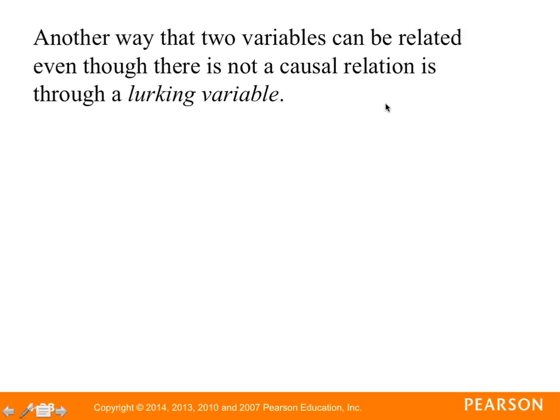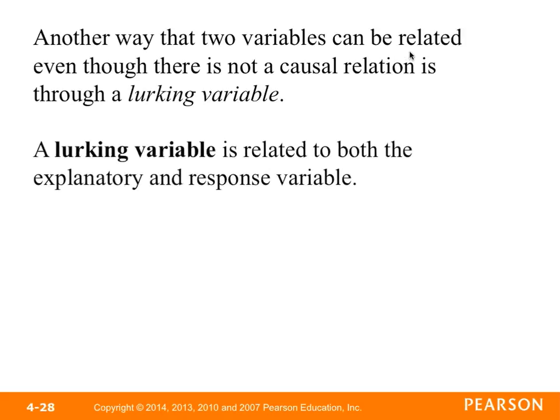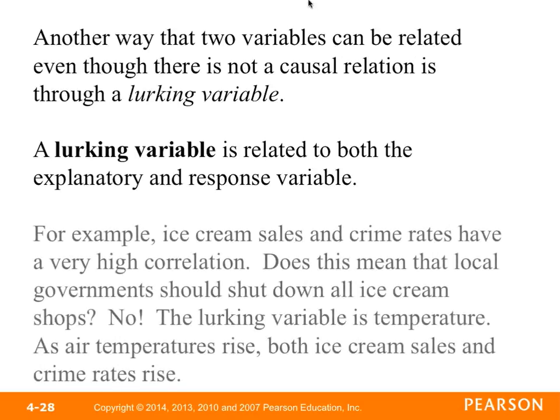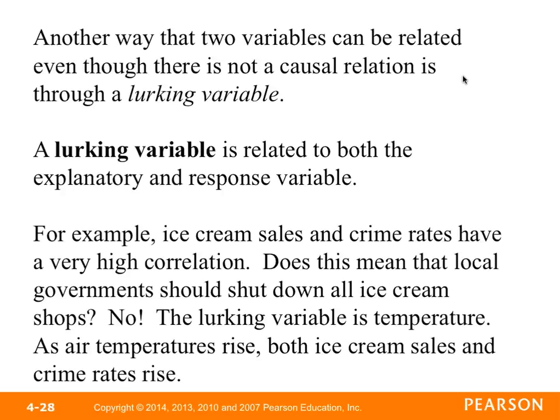Another way that two variables can be related, even though they're not in a causal relation, is through some kind of lurking variable. A lurking variable is one that's related to both the explanatory and the response variables. For example, ice cream sales and crime rates actually do have a really high correlation. So we want to know if this means that local governments should shut down all ice cream shops because they're causing crime rates. This is certainly not the case. If you think about it, the lurking variable is going to be temperature. As it gets warmer out, ice cream sales and crime rates both increase because you have more people out.